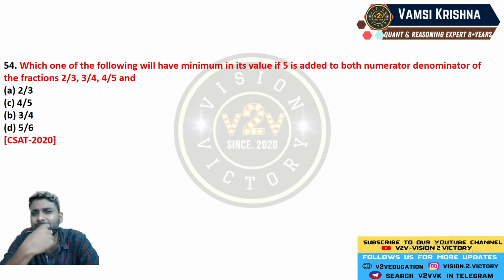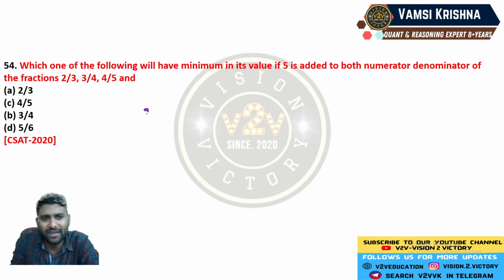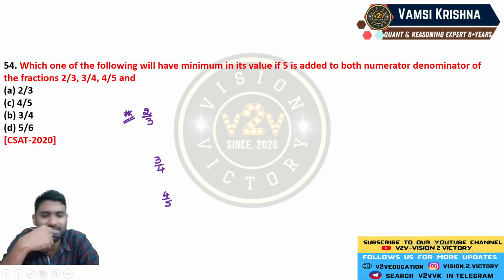which of the following is the minimum value when 5 is added to both the numerator and denominator? See the fractions here: 2 by 3 is one fraction, 3 by 4 is another fraction, and 4 by 5 is another fraction. If you compare the whole data, 2 by 3 is still the lowest fraction.